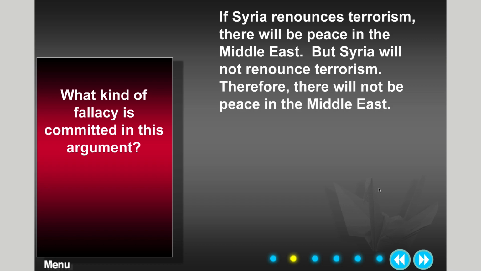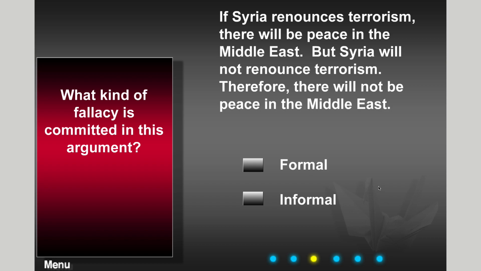If Syria renounces terrorism, there will be peace in the Middle East. But Syria will not renounce terrorism, therefore there will not be peace in the Middle East. Right? So this is a typical kind of argument. If this happens, then this will happen. This doesn't happen, therefore. Is this a formal or informal? Well, let's see what happens when we press on informal.